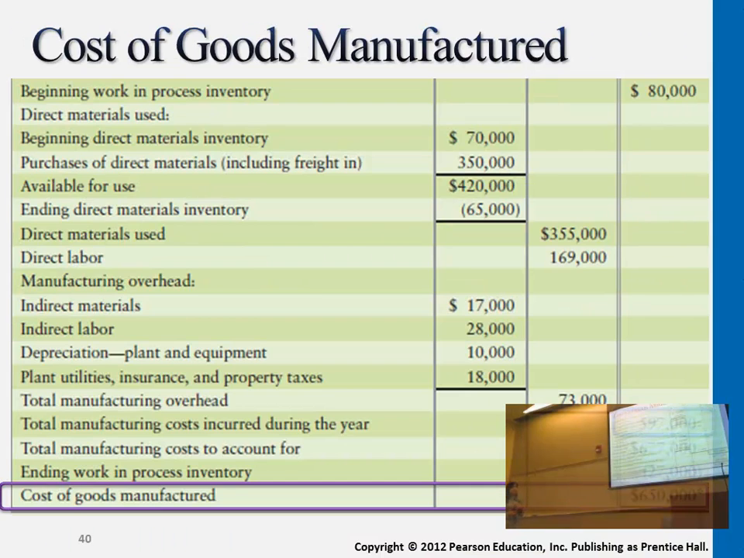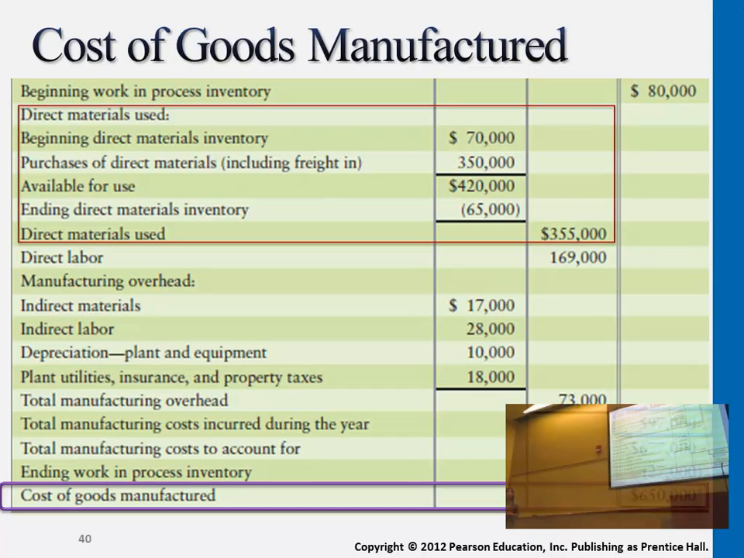Take a look at a detailed breakdown of how we got to that $650,000 cost of goods manufactured. This is what we just talked about, different types of cost. The first section, what is this about? Direct materials. We want to know the value of the direct materials we used at year end.